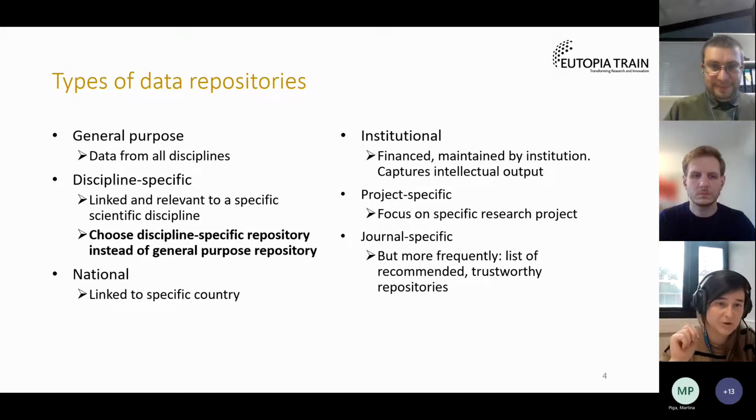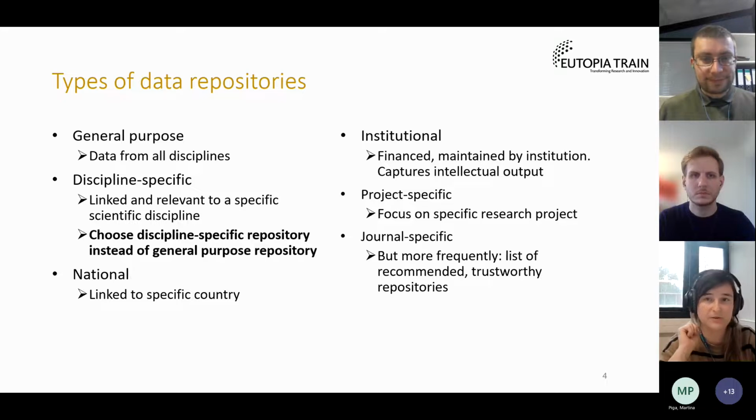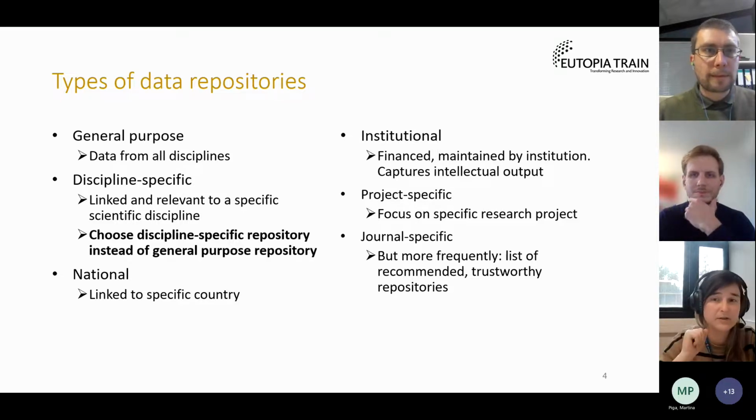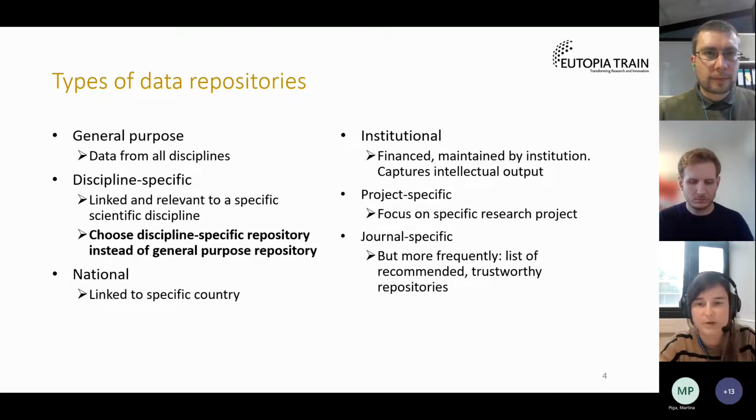Then you also have a national repository, which is linked to a specific country. You have an institutional repository, a project-specific repository, and lastly, a journal-specific repository. This one doesn't occur very often because most journals just give you a list of the repositories they recommend or they think are trustworthy. So you won't find this one very often.